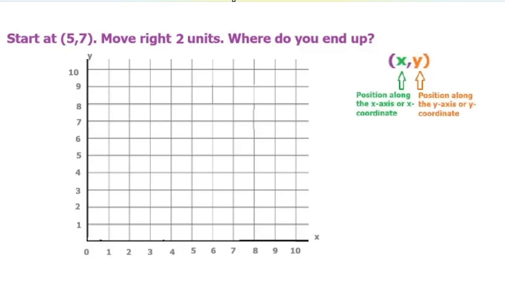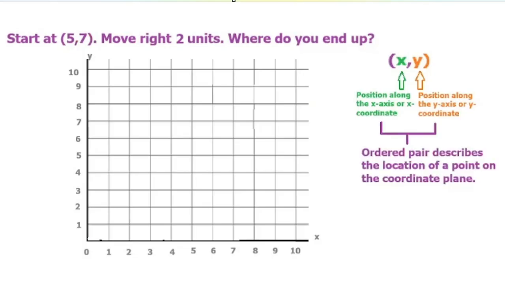So we have a coordinate x comma y. X is the position along the x-axis or x-coordinate. So for this one, we know x is going to be 5. That's our x-coordinate. And this y is the position along the y-axis or the y-coordinate. So in this case, it's 7 on the y-axis. So this is called an ordered pair. The ordered pair describes the location of a point on the coordinate plane. So that's going to tell us where 5, 7 is located.